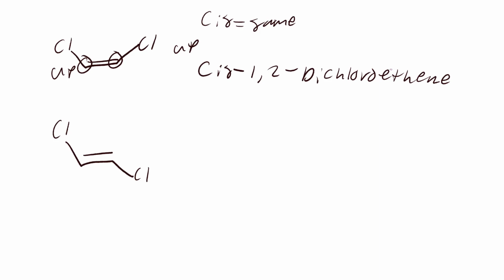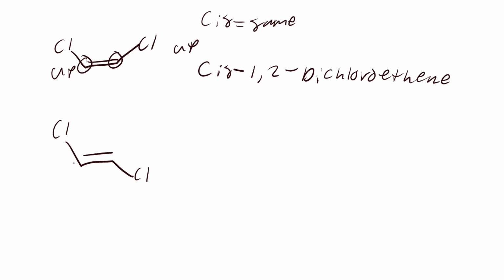So this ethane molecule has a double bond, so it becomes ethene. There are two chlorines, dichloro. Those chlorines are on the 1 and 2 carbons, the first and second carbons, and they are both facing in the same direction. So it is a cis-1,2-dichloroethene.